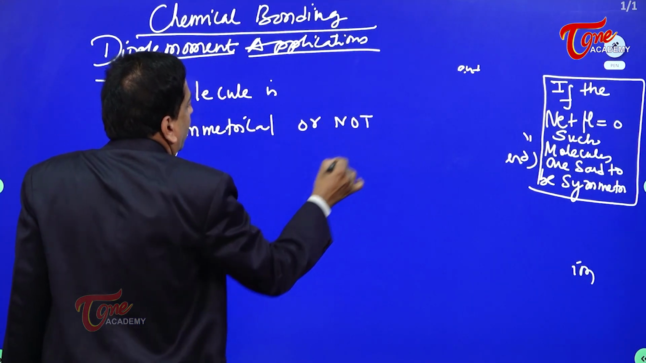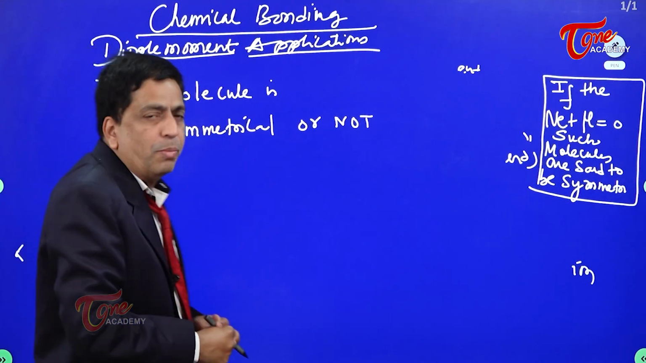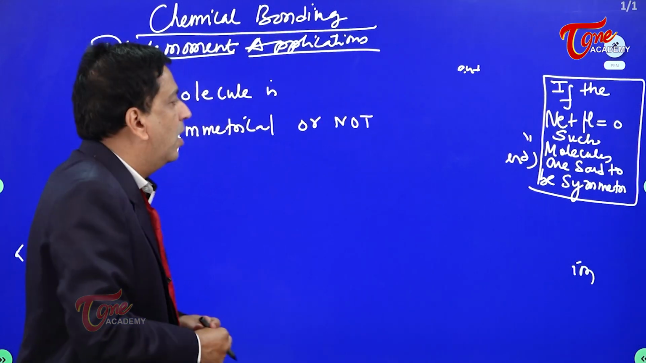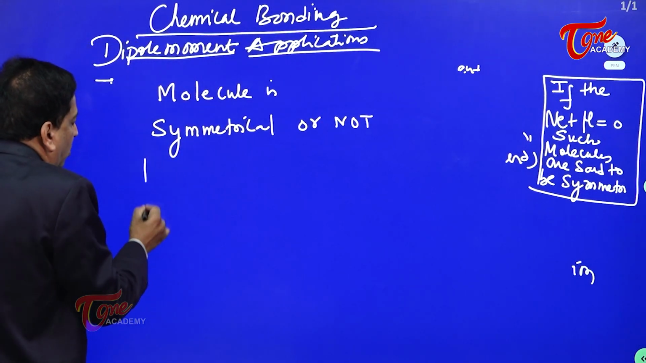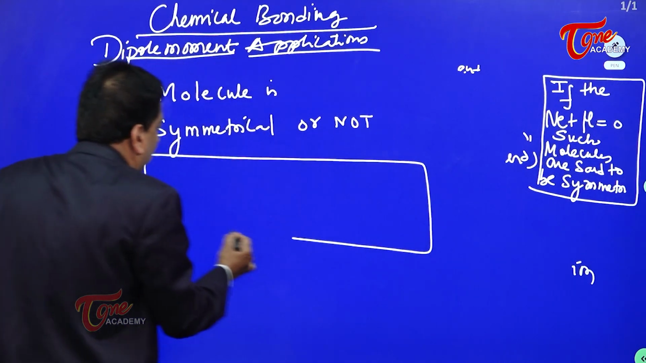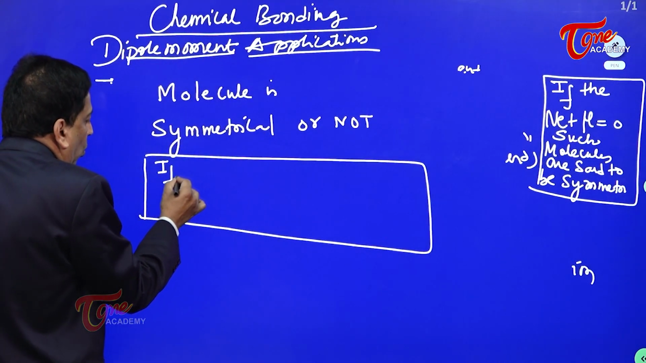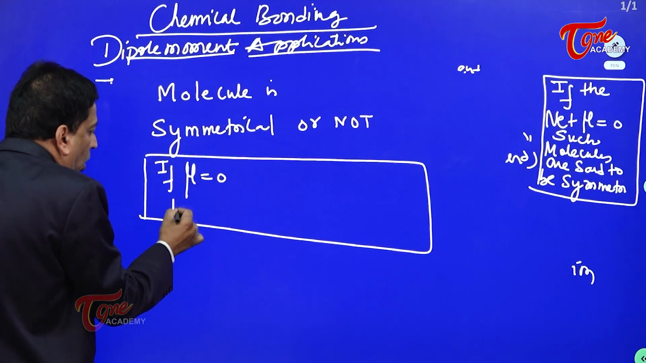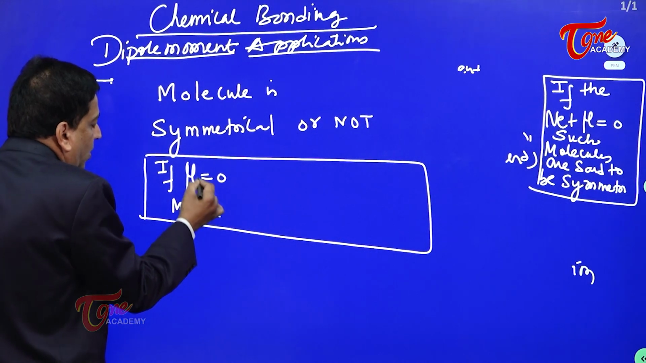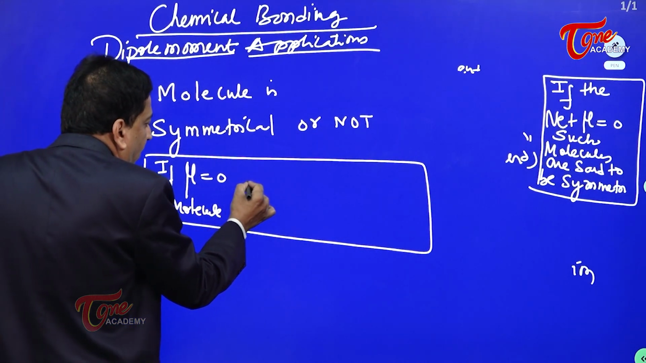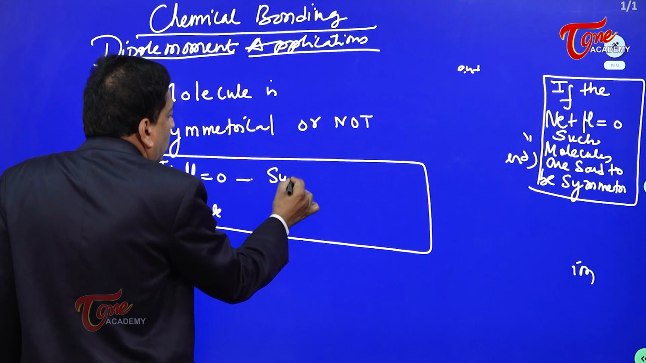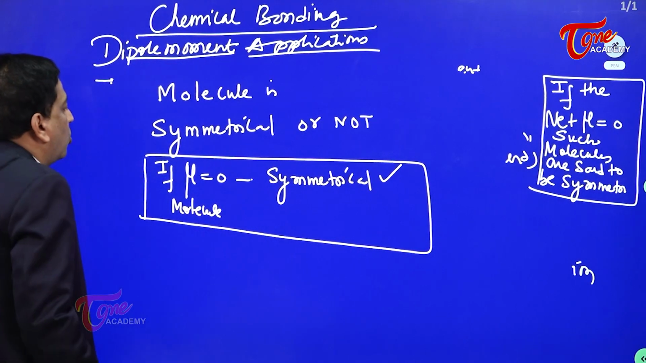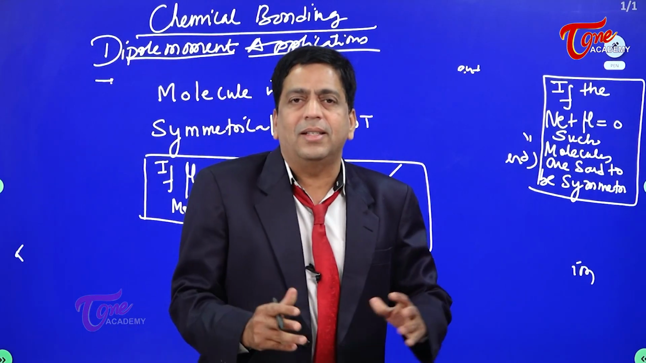Symmetrical or not. To judge whether a molecule is symmetrical or not, that is one of the questions which will be asked in the exam. Symmetrical or not, then use the dipole moment. Then I would like to say, if mu, the net mu of the molecule, the dipole moment of a molecule is 0, then such molecules are said to be symmetrical. That is the theoretical part.